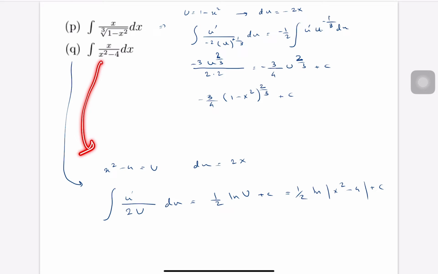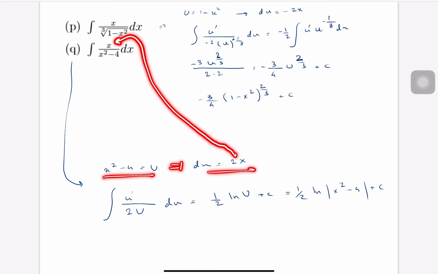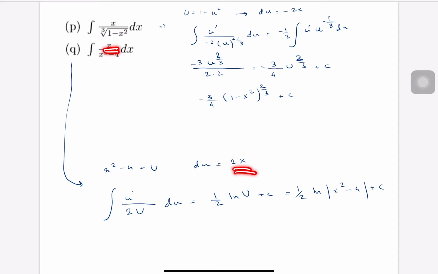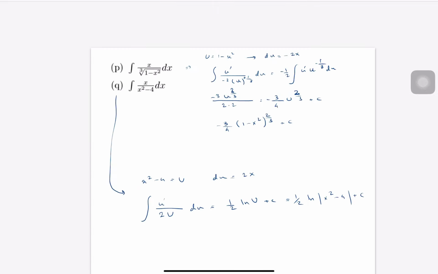And the last step, instead of x power 2 minus 4, I put u, and derivative will be 2x. It is the relation between these two. It is u prime per 2, I put here. And because it is here, I can put u prime per 2u. And the integral result will be half ln u plus c. And now I put, instead of u, this, and will be half ln x power 2 minus 4 plus c.